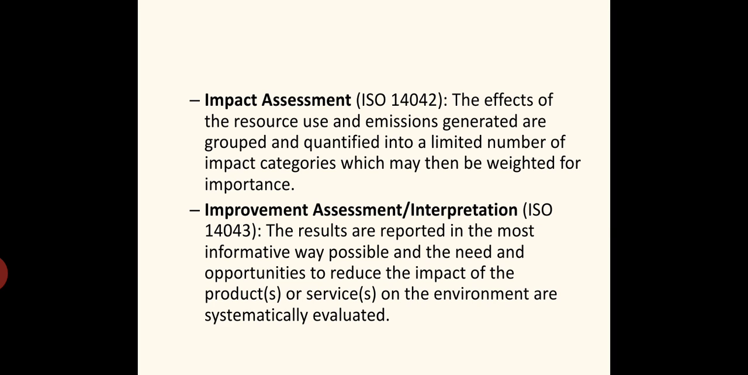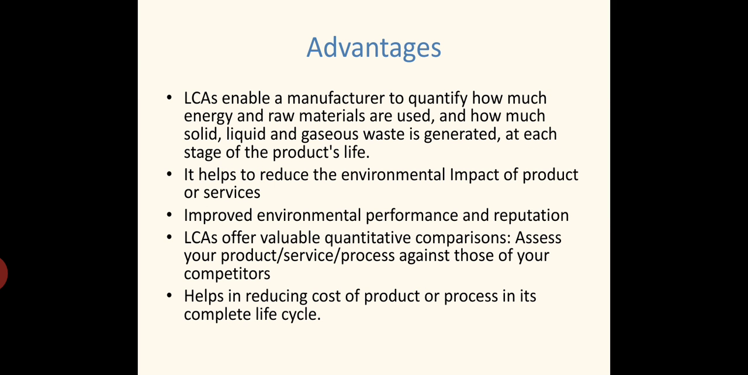The results are reported in the most informative way possible, and the needs and opportunities to reduce the impact of the product or service on the environment are systematically evaluated. So how we can reduce this environmental impact is being done in this stage. That is the improvement assessment or interpretation. If they find that by doing this process we can improve, that is to be added to the cycle. Okay, so that is a corrective way we can call it. They will be analyzing something, they find that this is the problem, and if any solution is there, they will implement that solution. That is what is happening in the last stage.